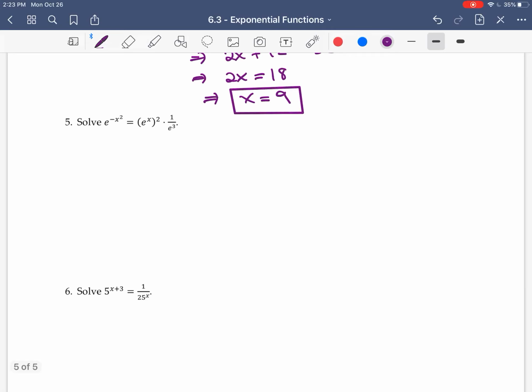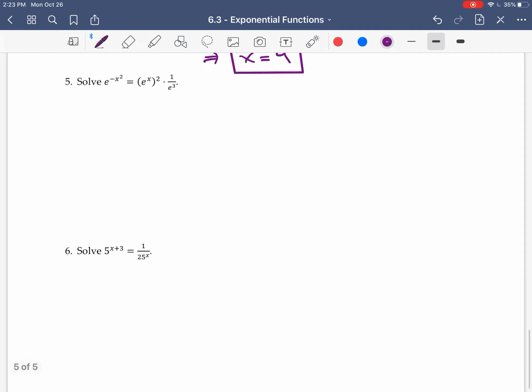Okay, I'm leaving 5 and 6 for you to do. Okay, so again, they're very similar to the ones we just did. So they're either going to be in the same base or not in the same base, but you're able to turn them into the same base.